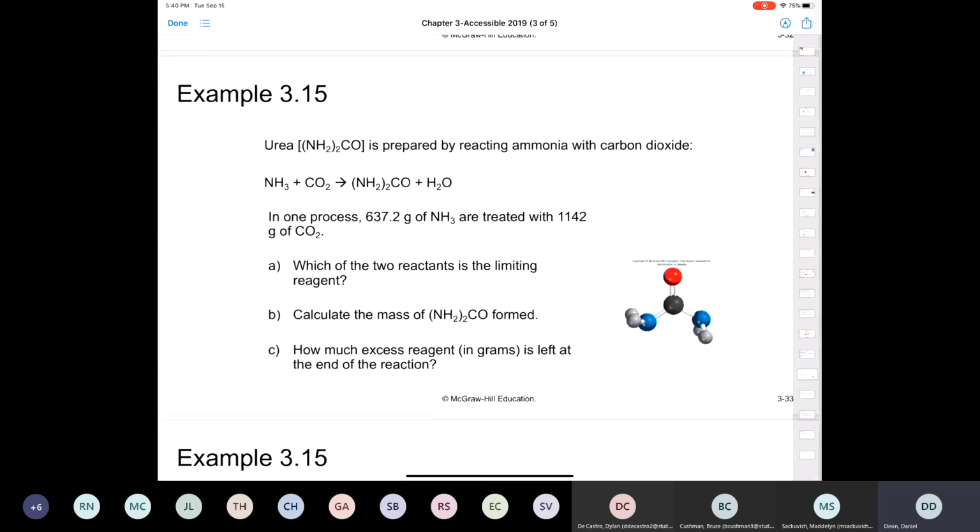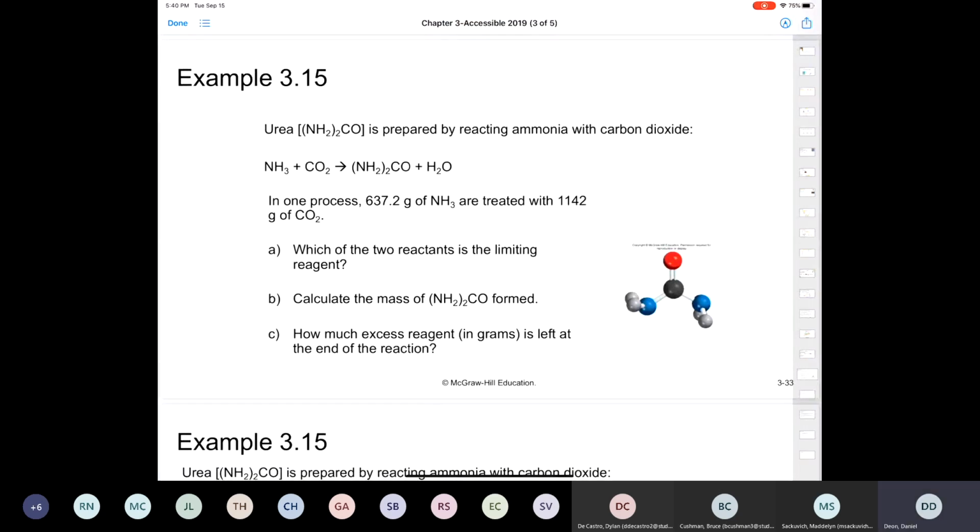It says that urea, the first organic compound ever synthesized by a human being, by Friedrich Wöhler, a long time ago, was prepared by reacting ammonia with carbon dioxide. It's not a balanced equation, is it? We have 2 nitrogens, so we need a 2 here. 6 hydrogens, 2 oxygens. Okay, so it's balanced now.